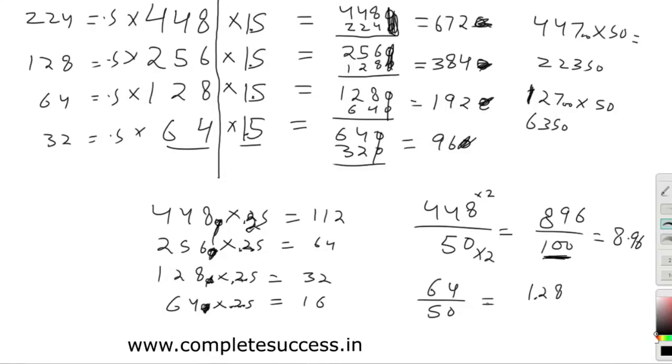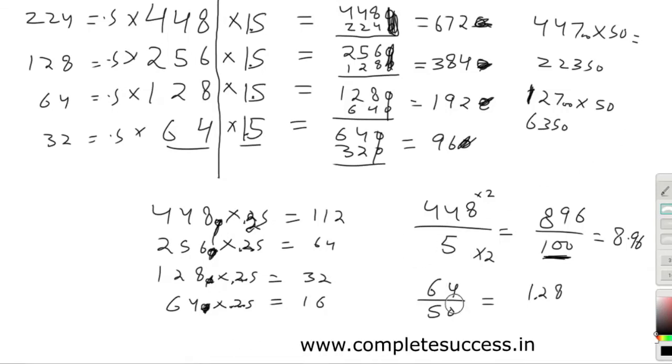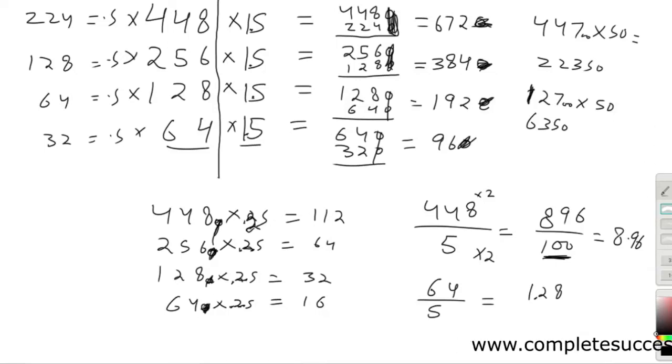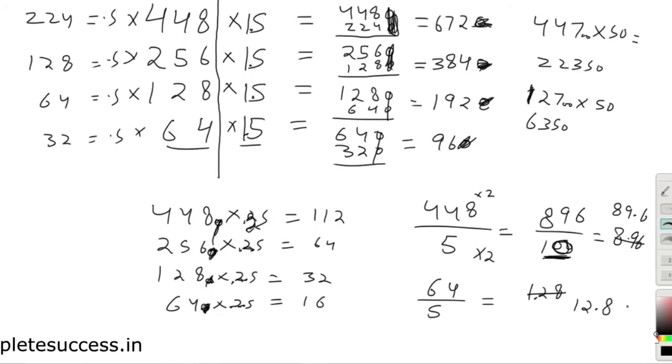You can apply the same to 5. The only difference is now, because if we multiply 5 with 2, it becomes 10. So your answer becomes 89.6. And here 2.8, 12.8. Is it clear?